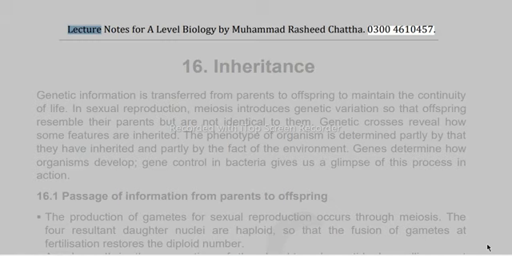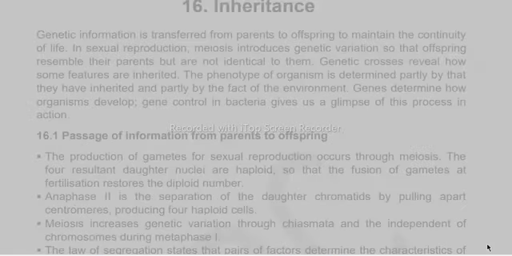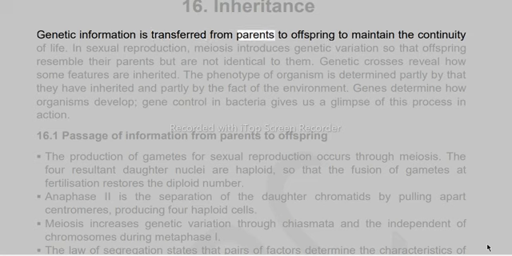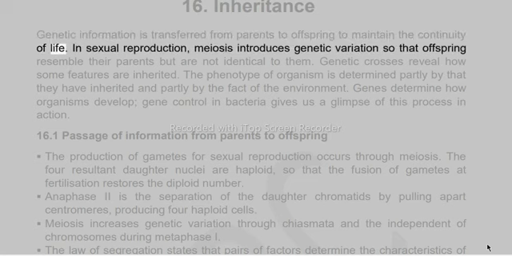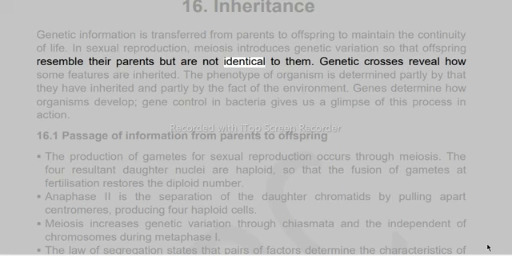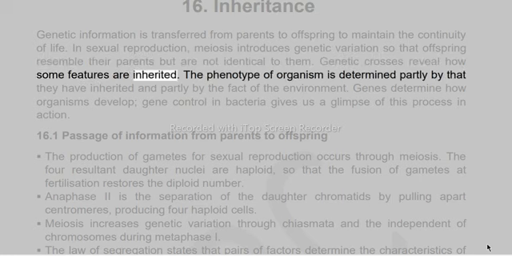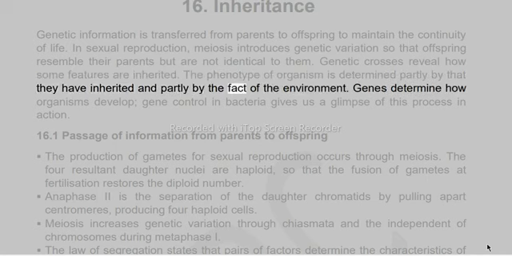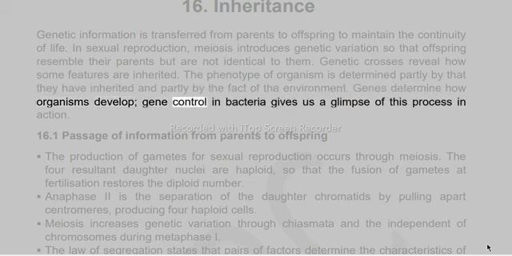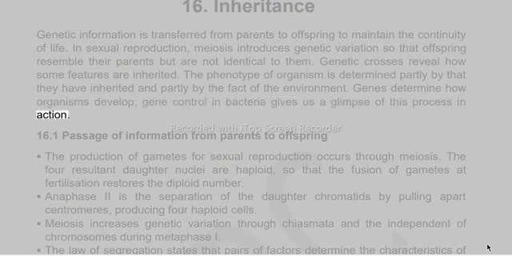16. Inheritance. Genetic information is transferred from parents to offspring to maintain the continuity of life. In sexual reproduction, meiosis introduces genetic variation so that offspring resemble their parents but are not identical to them. Genetic crosses reveal how some features are inherited. The phenotype of an organism is determined partly by what they have inherited and partly by the effect of the environment. Genes determine how organisms develop. Gene control in bacteria gives us a glimpse of this process in action.